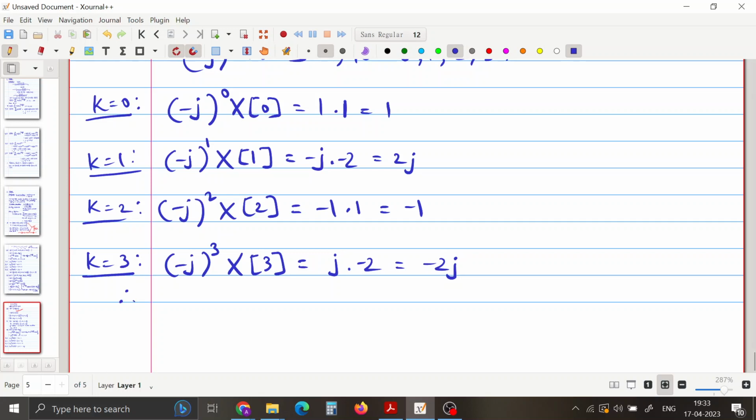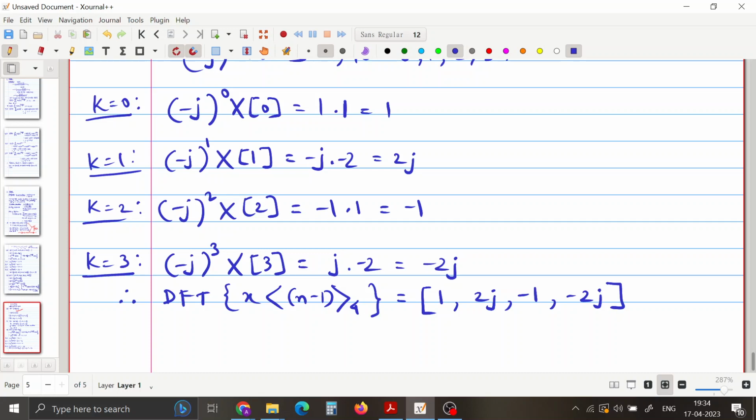So therefore the DFT of this shifted version is 1, 2j, minus 1 and minus 2j. Okay, so that's it.